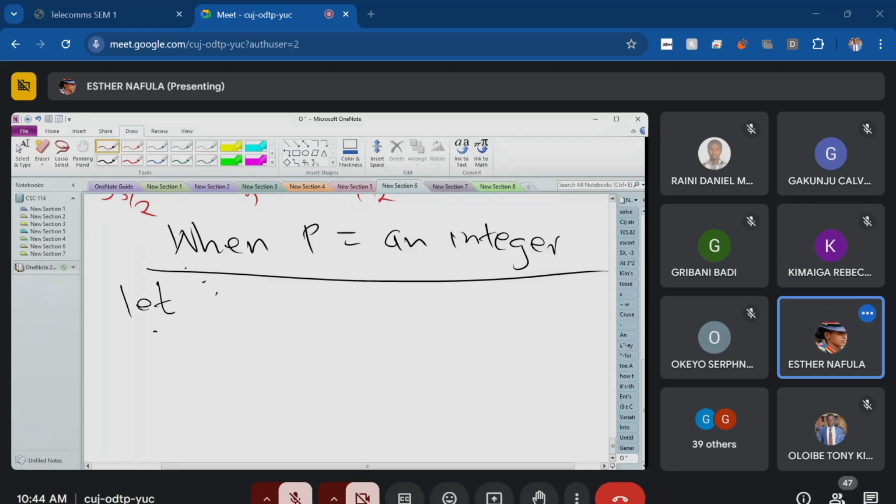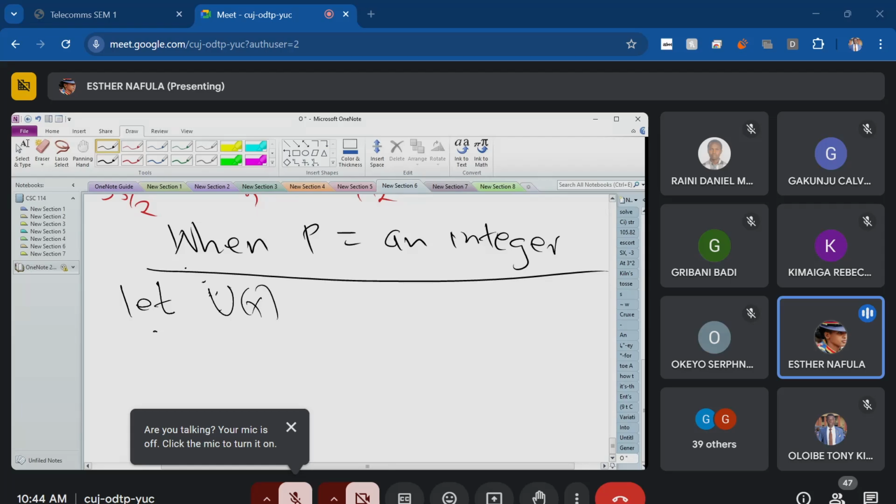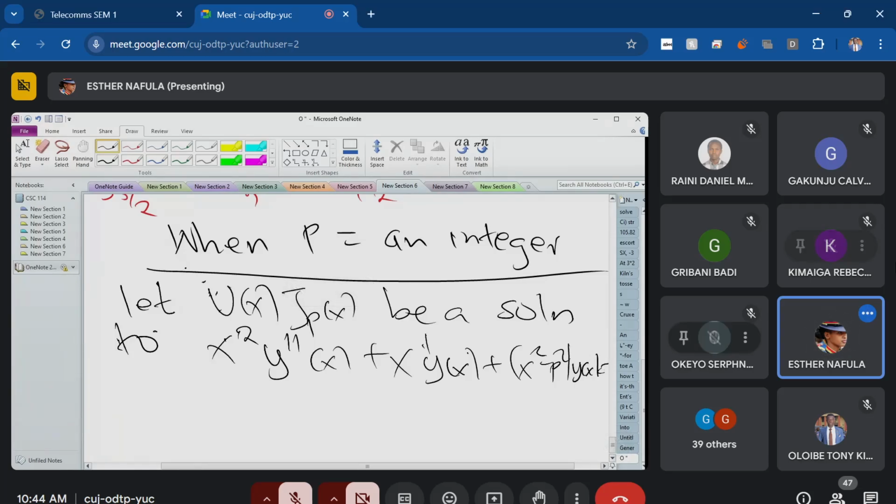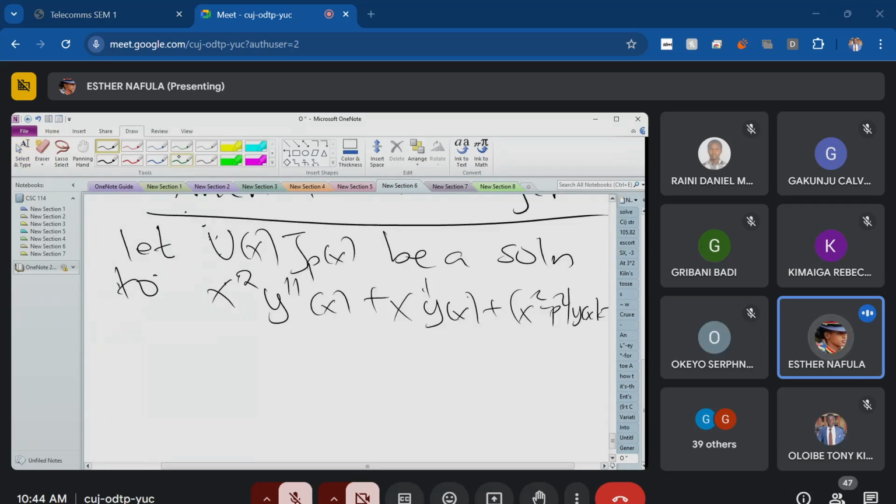you let some function u of x times Jp of x be a solution to the differential equation. The differential equation in this case is x squared y double prime of x plus x y prime of x plus (x squared minus p squared) y of x equals 0. So if you let u of x times Jp of x be a solution to this, in other words, you are saying your y is equal to u of x times Jp of x.